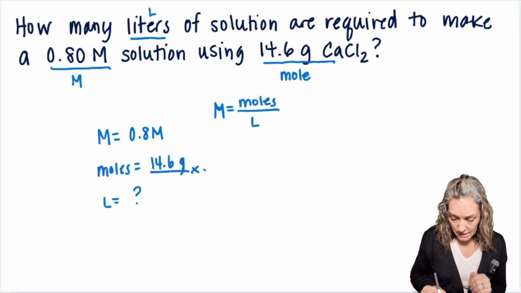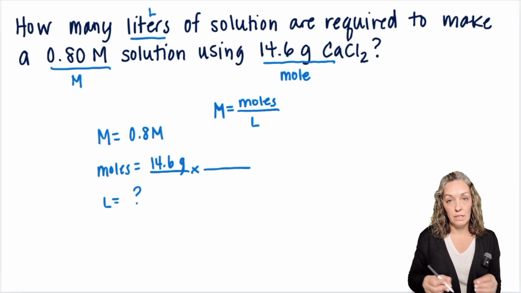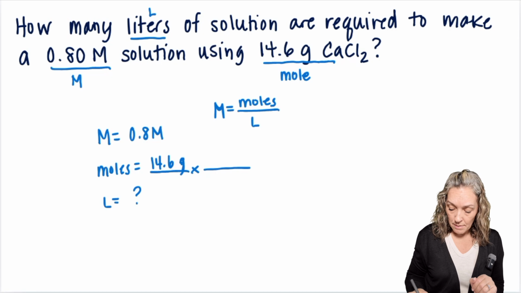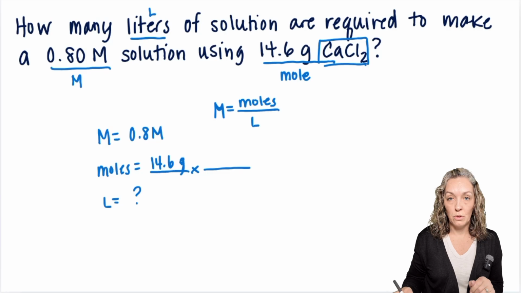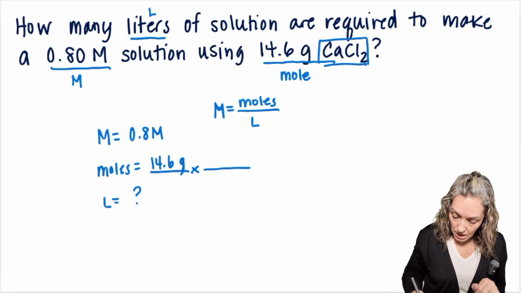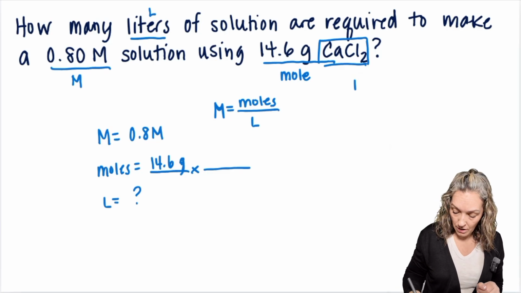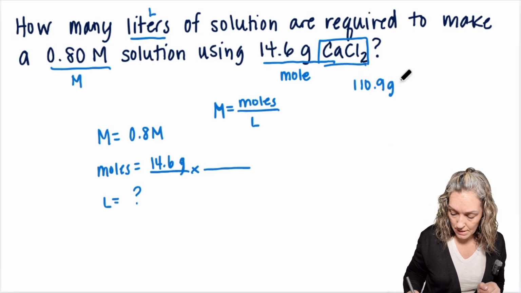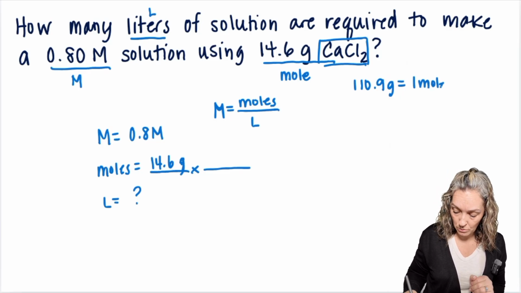I'm going to need to convert this using dimensional analysis to show how many moles are equivalent to that 14.6 grams. To do this, I'm going to go to the periodic table, and I'm going to add up 1 calcium and 2 chlorines. If you're not sure how to do mole conversions, please check out the link above, and in that video, I explain how to convert from grams to moles and moles to grams. When I add them up, I get 110.9 grams. Remember that the number on the periodic table that I add up is telling me how many grams are equal to 1 mole.